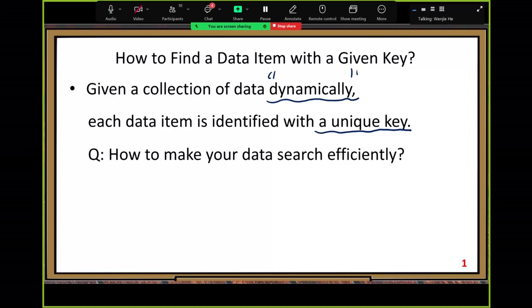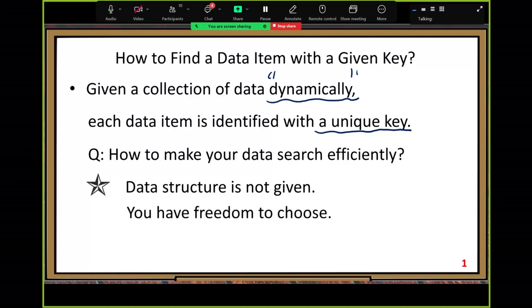The question is very general. To answer this question, you have freedom to choose an appropriate data structure. It's not given. You do not need to use an array. If you want to use a more advanced data structure, you can use it. You need to design your data structure here.